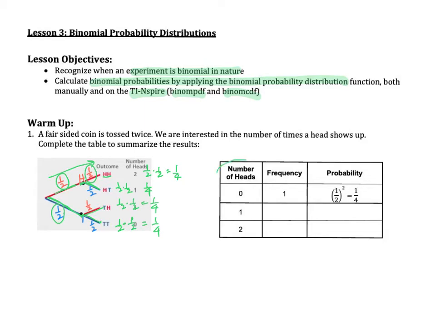So we want to have 1 or 0 heads. If we have 0 heads, it means we have double tails. So in order to have double tails, it's 1/2 times 1/2, which is a probability of 1/4. Right? That's to get tails, tails.